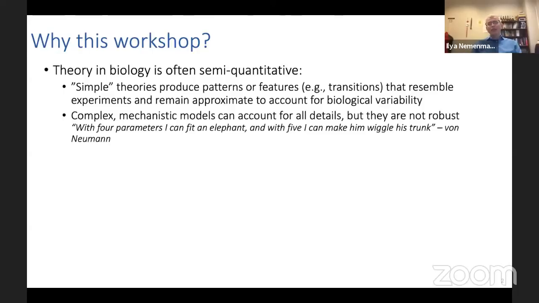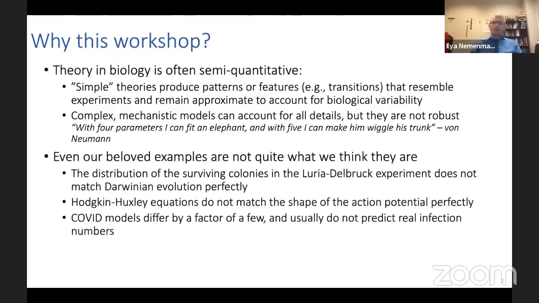At the same time, we can account for all of those details and fit the data sometimes extremely precisely with complex mechanistic models, but these models are usually not robust. And everybody knows the quote from von Neumann that with four parameters, one can fit an elephant, right? Even our beloved examples of theory in biology are not quite what we think they are.